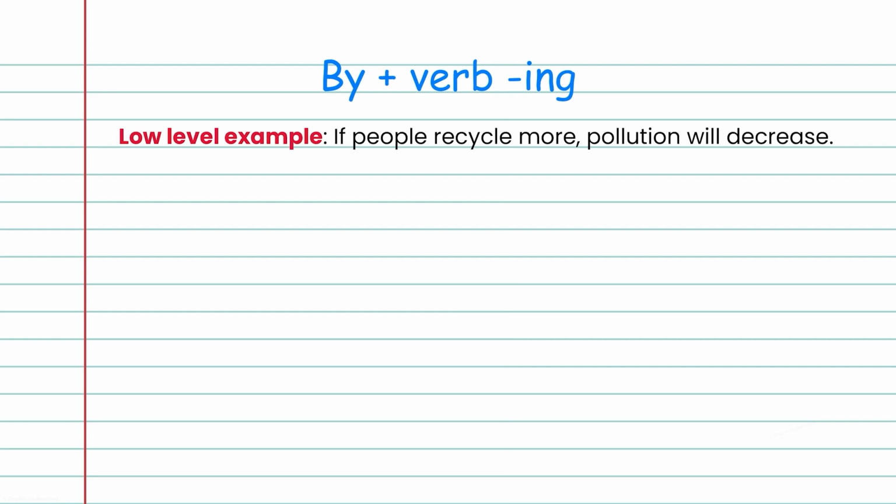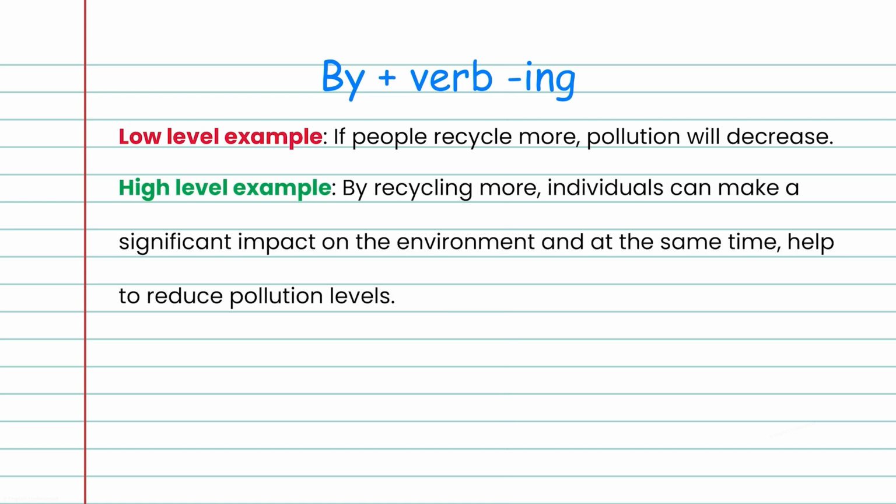So here's the first sentence. If people recycle more, pollution will decrease. So just take a second. How could we use by plus verb ing here to improve the grammar? Well, we could say by recycling more, individuals can make a significant impact on the environment and at the same time help to reduce pollution levels.